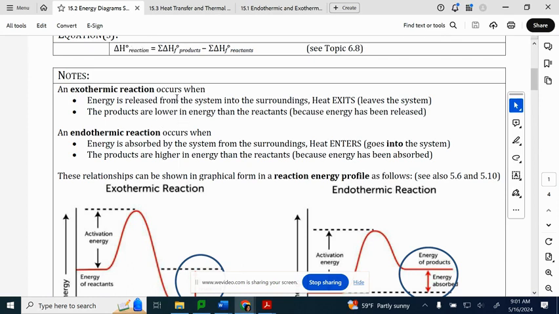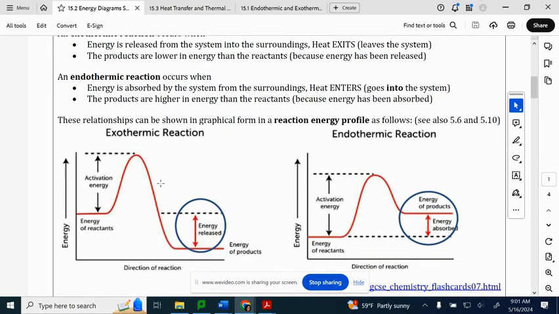We kind of talked about that yesterday, how if we have stuff that's getting produced and we're bringing those bonds back together, that's going to give off energy. This is going to require energy. So if the heat exits, the products are at a lower energy. That's because energy has been released. Endothermic, the opposite happens. And this was that diagram that we talked about yesterday.